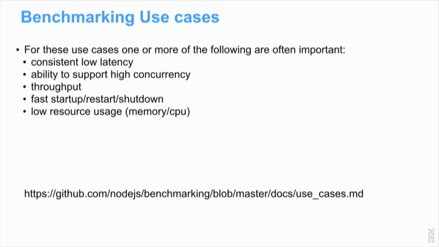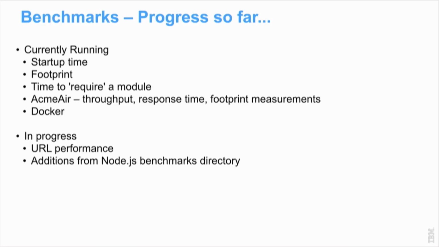So for all of those use cases, there's a number of metrics that we'd probably be interested in looking at. Consistently low latency, ability to support high concurrency, high throughput, fast startup, shutdown time, restart, and also low resource usage. Benchmarks that we've currently got running in the community. So we've got some that are tracking startup time. We're also looking at the footprint of a small process. Time to require a module, because that's something that lots of people are going to be hitting.